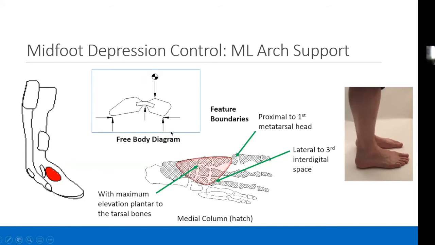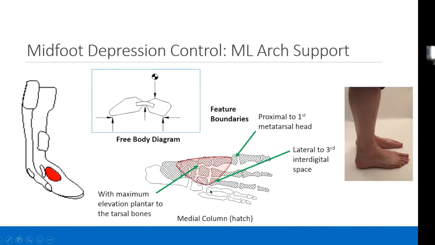This is the free body diagram, by the way, for the medial longitudinal arch support. If you look at the anatomic boundaries for medial longitudinal arch support, we're trying to elevate the medial longitudinal arch, which is part of the medial column of the foot. And so the medial column of the foot is the first three metatarsals. So a medial longitudinal arch support should extend to about the third interdigital space so that it fully encompasses the medial column of the foot.